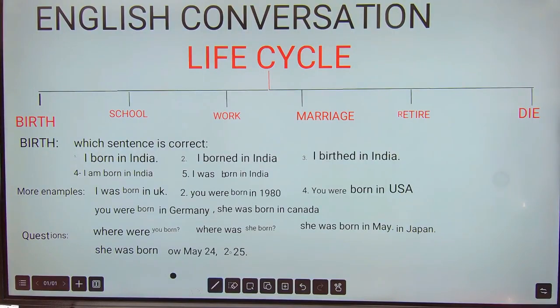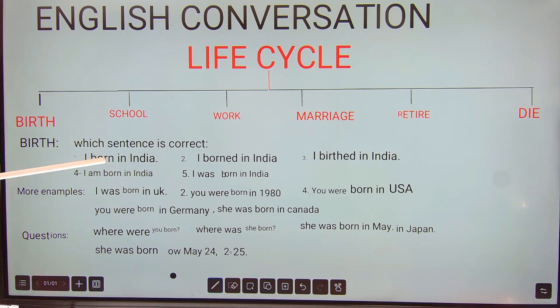The first one is about birth. We'll discuss which sentence is correct here. I'll be giving you some sentences. You have to choose the right one. Which sentence is correct here? Look at this one here.